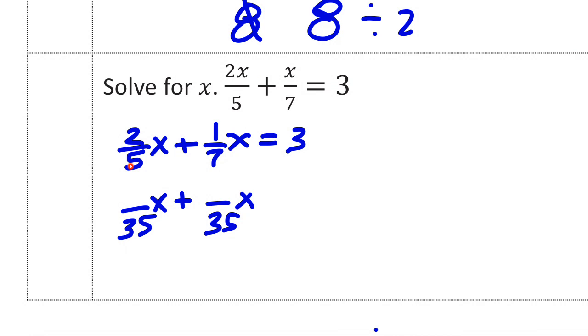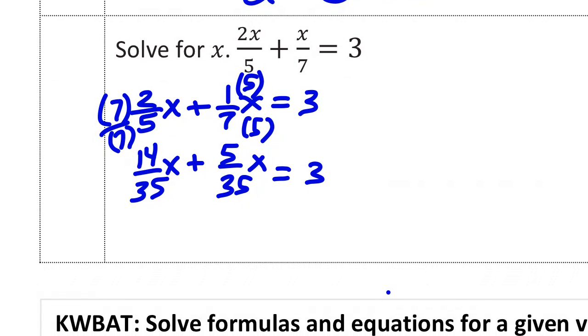Okay, what would I multiply by 5 to get 35? Well, 7. So I need to multiply this one by 7 over 7. And what would I multiply by 7 to get 35? Well, 5. So I need to multiply the top and the bottom by 5 on this one. And that gives me 14 over 35x plus 5 over 35x equals 3. Okay, so I got a common denominator. I'm going to add them together now. This gives me 19 over 35x equals 3.